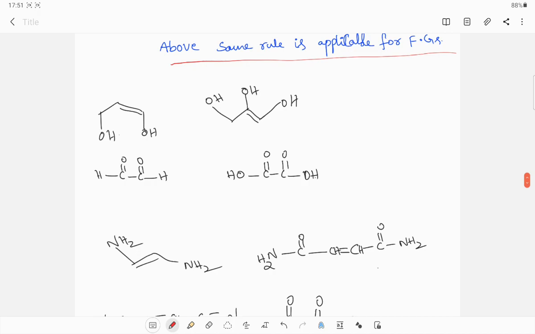Functional groups also the same. You should follow the numbering from right to left. Why? Because a multiple bond is also there. Now give the name.